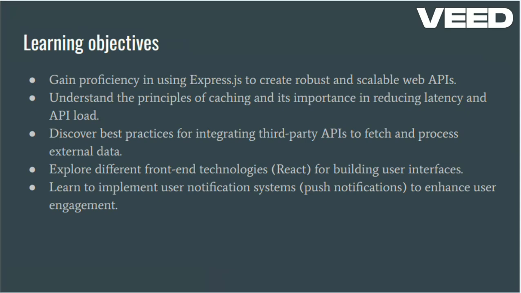So, learning objectives. There's not a lot to learn if you're intermediate level, but if you're a beginner, there's a lot to learn. Definitely a lot. You're going to be proficient using Node.js and Express.js, as well as MongoDB, Redis, and whatnot. You're going to understand the idea of caching and the importance of caching in reducing latency and API load. That's also important for backend developers and full stack developers as well. We're going to discover best practices for integrating third-party APIs, since we're going to integrate a third-party API for our weather service.